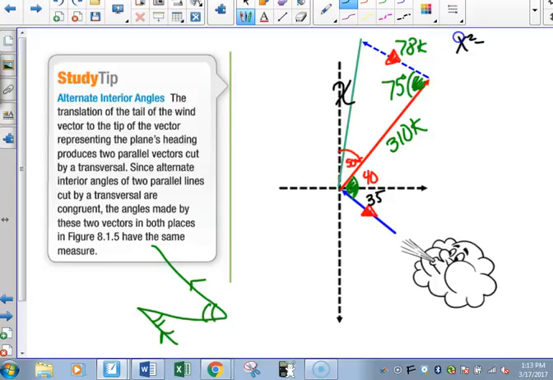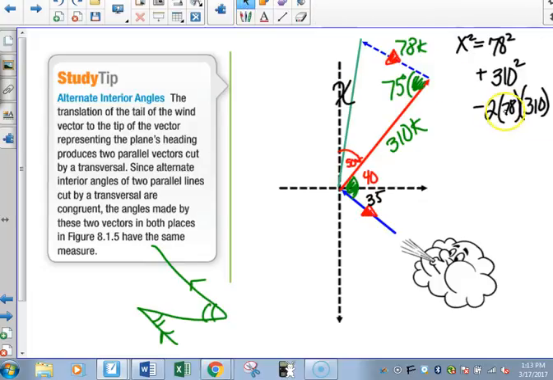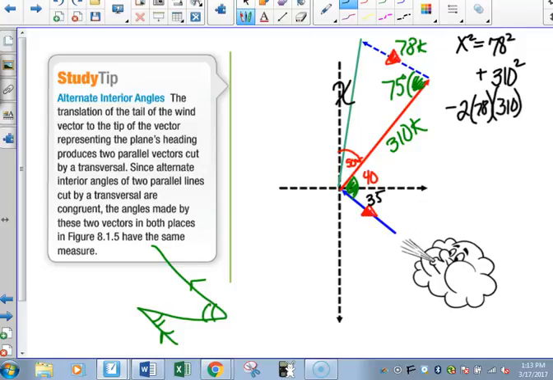Okay? So help me find this distance. Type it in your calculator. Do you remember how it goes? One of the sides squared plus the other side squared minus 2 times 78 times 310, all still multiplied. That piece right there, I did a crummy job, okay. I knew I was in trouble. I started writing it up and down. Times the cosine of 75.